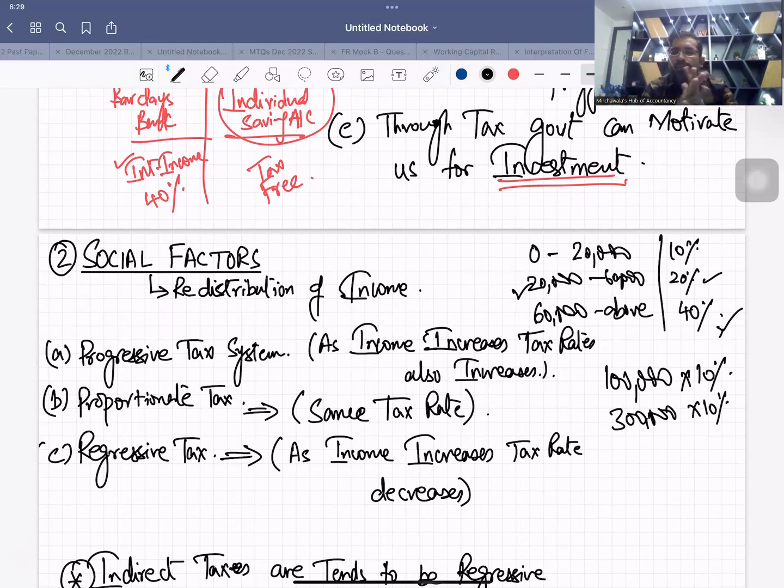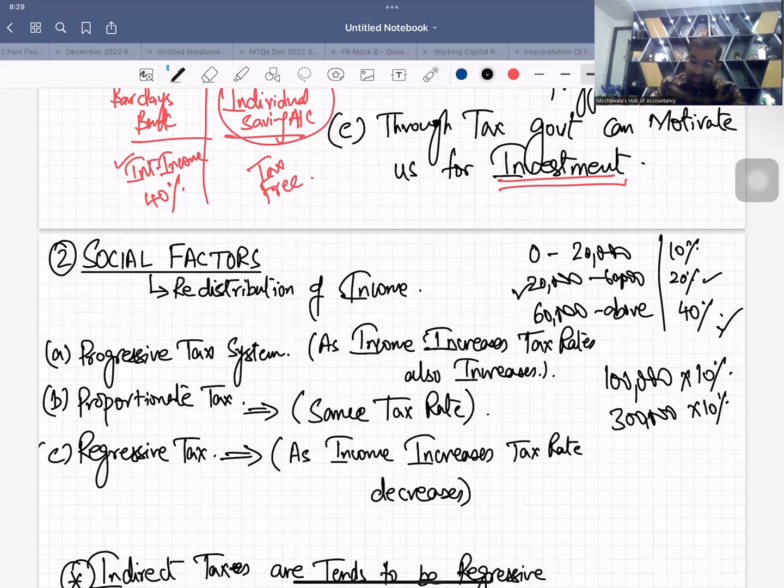So I repeat, the first system, the progressive tax system, means as your income increases, your tax rate also increases. Proportionate tax system means same tax rate.